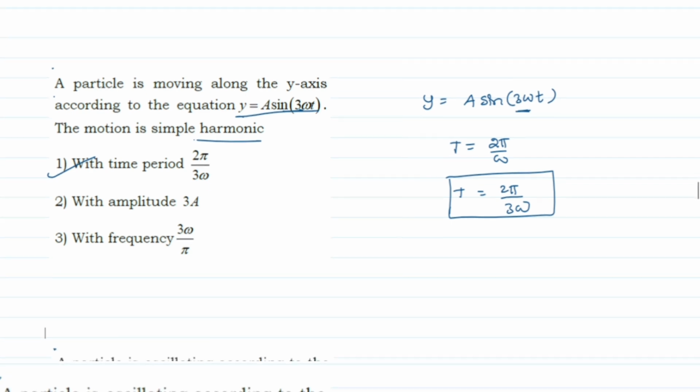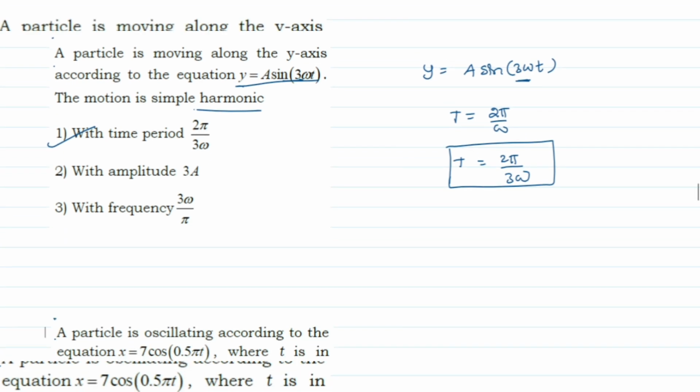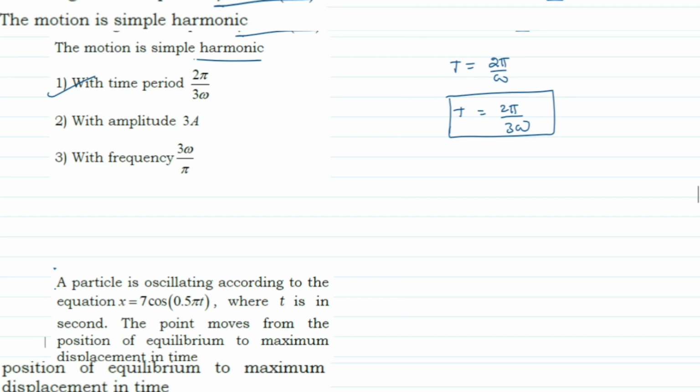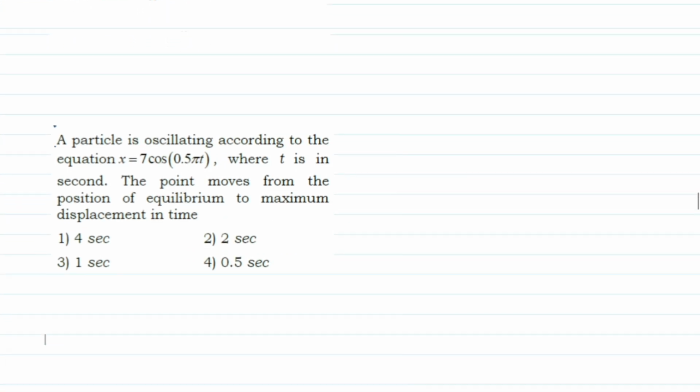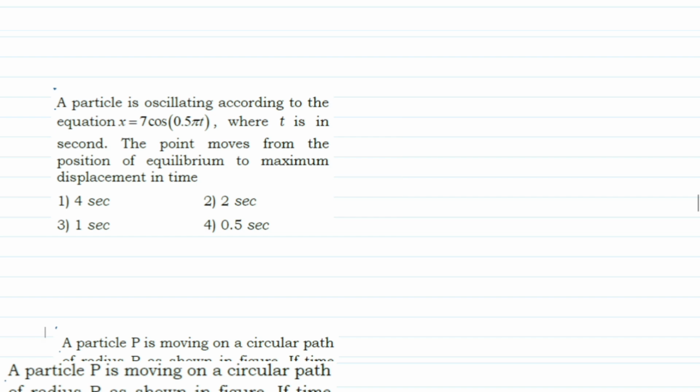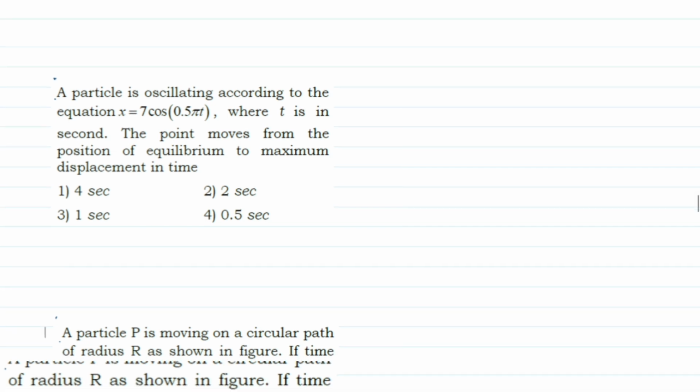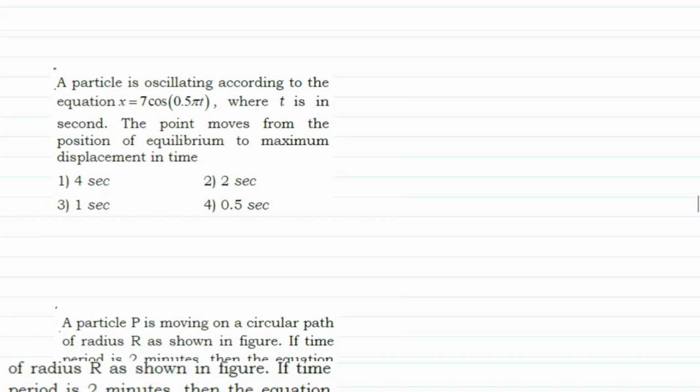Now look at the next question. A particle is oscillating according to the equation x equal to 7 cos 0.5 pi t, where t is in seconds. The point moves from the position of equilibrium to the maximum displacement in what time? So the equation is given as x equal to 7 cos 0.5 pi t.